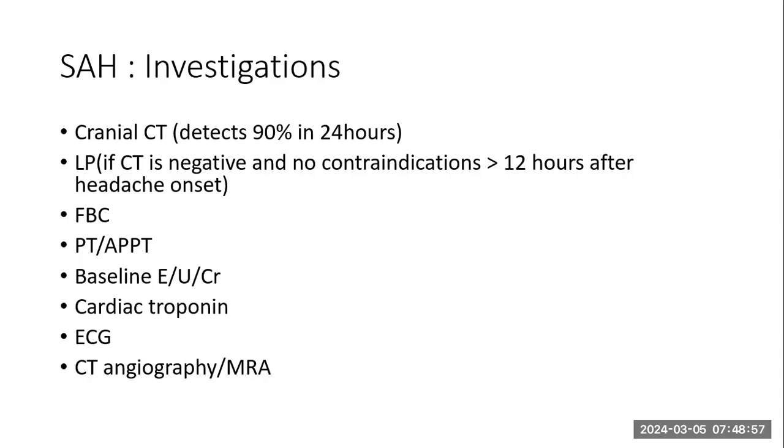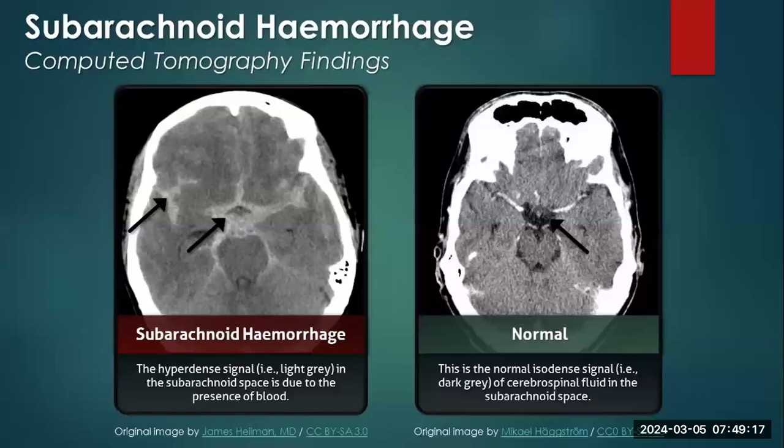And then to also rule out a cardiac component, because some people might just come in unconscious and we're not too sure of what the patient has, so to rule out cardiac involvement, do your ECG. And then the CT angio and MRI might also be helpful if the patient needs a surgical intervention. So this is just the CT showing this appearance, the arrow showing the subarachnoid space.